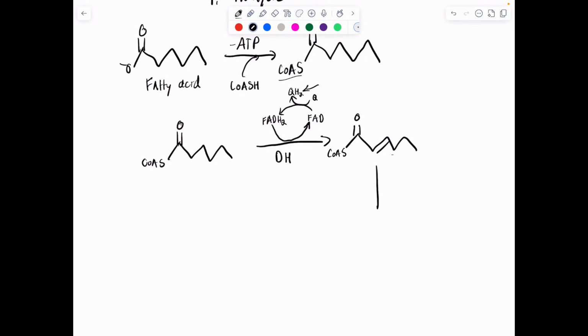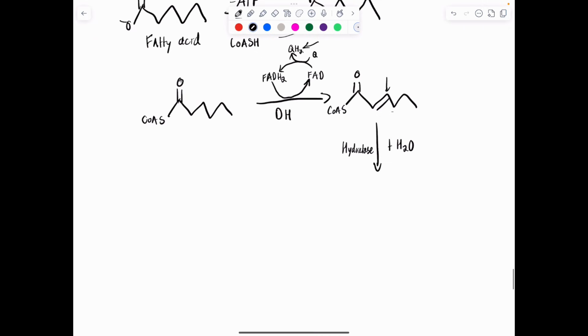The next step is to go ahead, and we are going to do a hydration step. So we're going to use a hydratase, and we will be adding an H2O, and the H2O is going to add right here, and it will look like this now. And so we got rid of that double bond, but it's going to look like this. It's going to have an OH right there. And this is where we are right now.